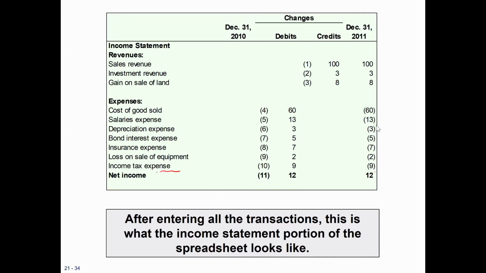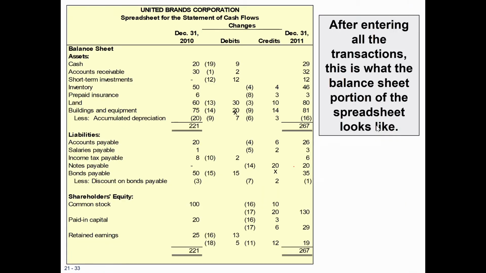Income tax expense was 9 here. Okay, so we know we need to debit 9, right, to the income tax expenses. And then we go to the balance sheets, look at income tax payable, right? It's item number 10, right? So the beginning was 8. Now right now 6, so the liability decreased by 2. That's why we debit, right?